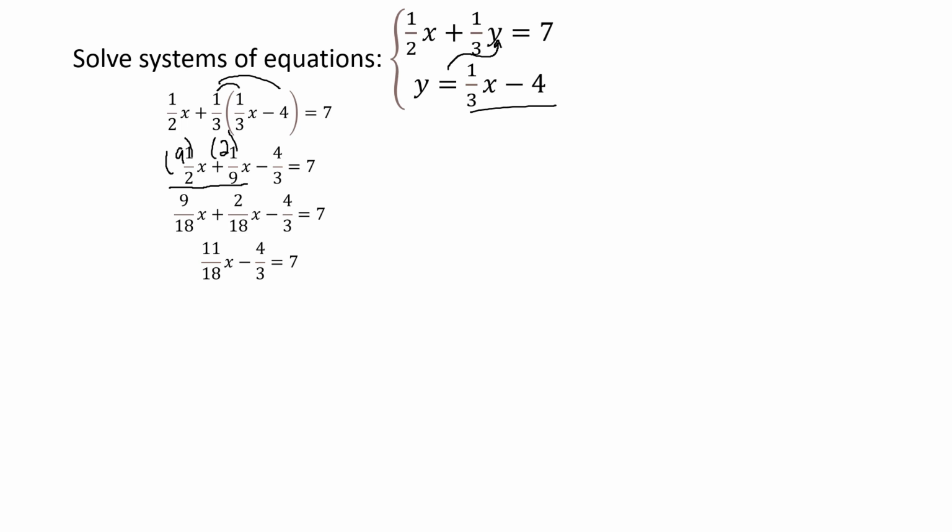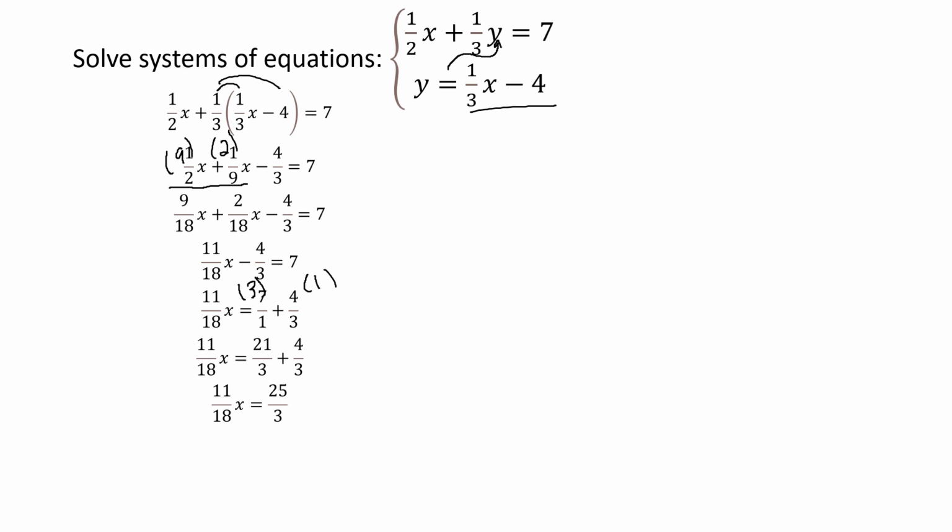Move that negative 4/3 over. When I move it over, it becomes a plus. And again, I can't add these because they don't have common denominators, which in this case would be 3. 3 times 7 is 21, which gives me 21/3 plus 4/3. Now I can add them. 11 over 18x equals 25 over 3.